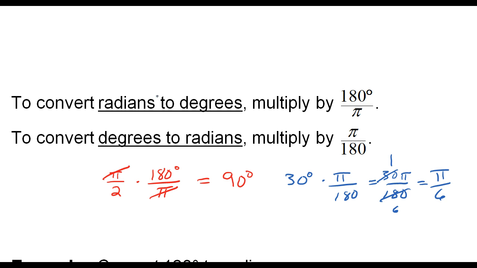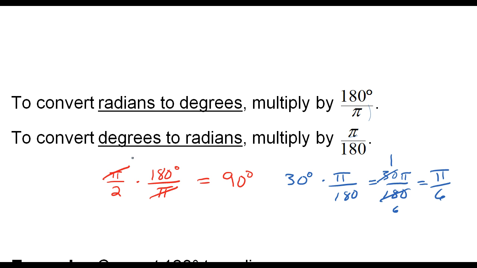The way that I remember is if I have degrees, there's usually no pi listed. Radians usually have a pi. So if I've got degrees and I want to change to radians, I'm going to need a pi on top. So I multiply by pi over 180. If I'm going from radians to degrees, I want the pi's to cancel. So I put the 180 over pi. So you can either just memorize this or just think through how it works. But you need to be able to go between one and the other.